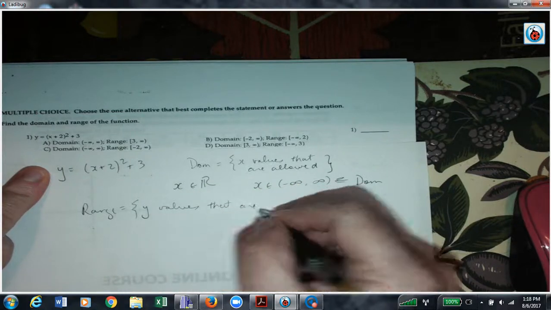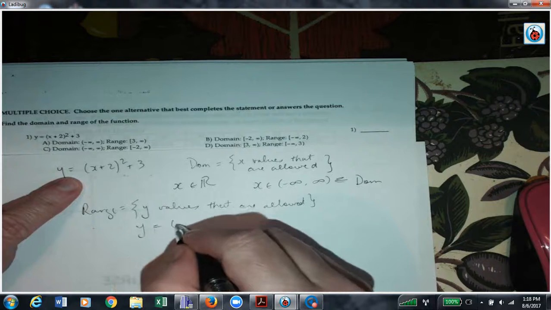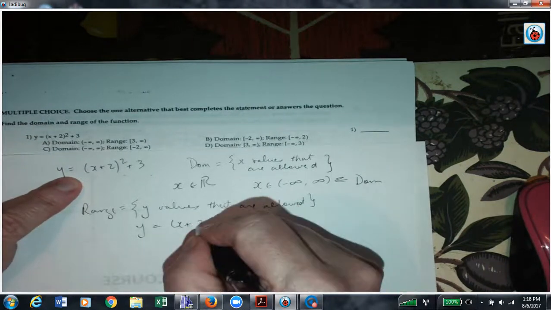Now what about range? Range is the y values that are allowed. And again, we're talking about the real numbers here. So we have a formula for y. And what kind of number will y be? Well, first of all, let's take a look at this. I've got something squared. So something squared is always going to be greater than or equal to 0. So what I have circled there will always be something that's either equal to 0 or a positive number. So it will never be a negative number.